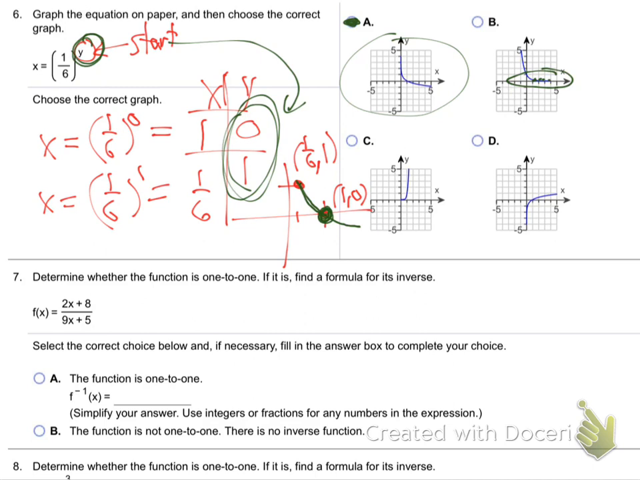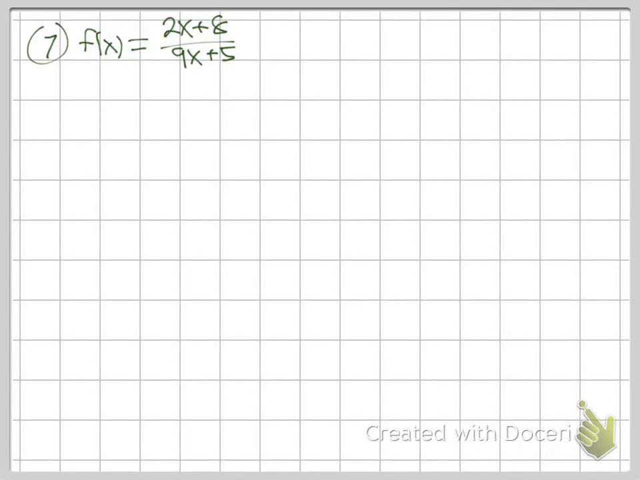All right, onward and upward. All right, we'll try it. What do we have to do? Find the inverse. Find the inverse.